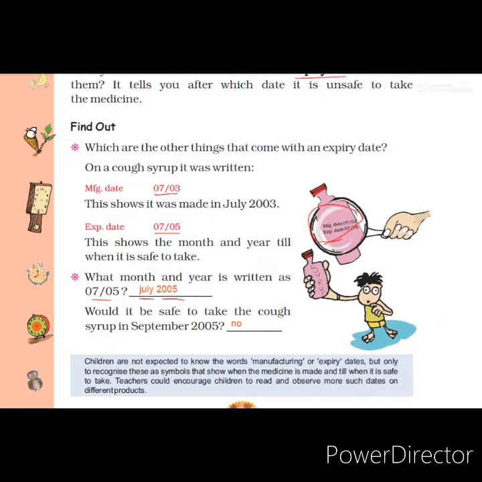Would it be safe to take the cough syrup in September 2005? Students, they have already written that the expiry date is July 2005. So can anyone take this medicine in September 2005? No, because September comes after July, August, September. So in the month of July its expiry date is completing. After July, the medicine is not useful. So taking this medicine in September is not safe. So you write the answer no.